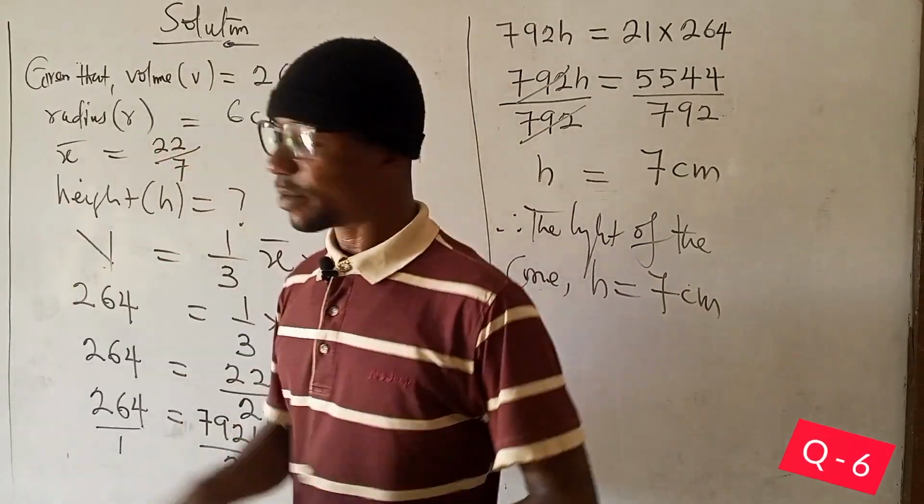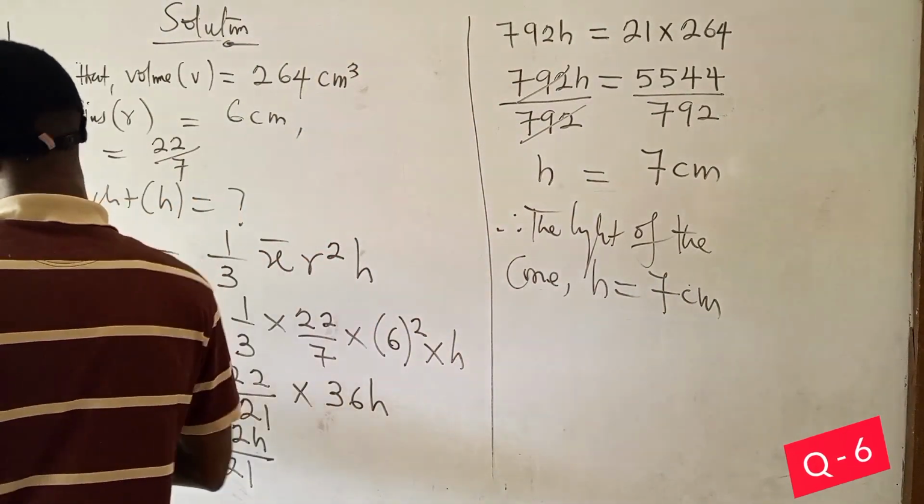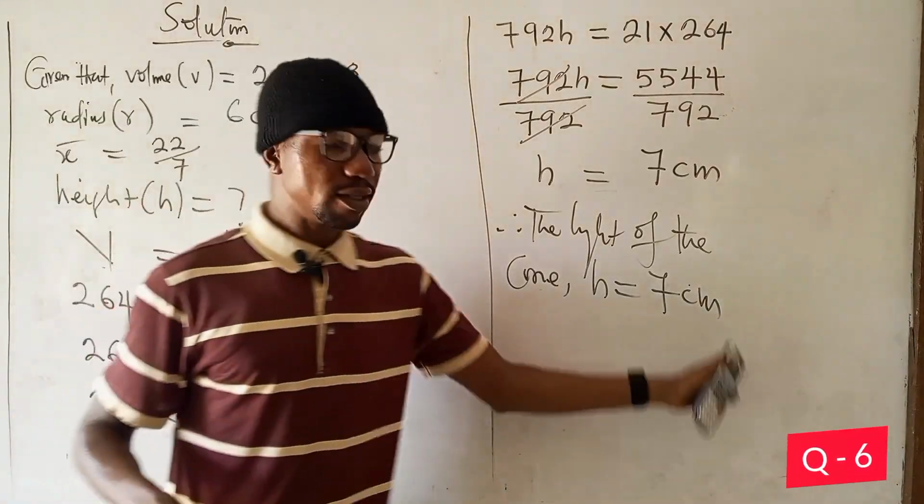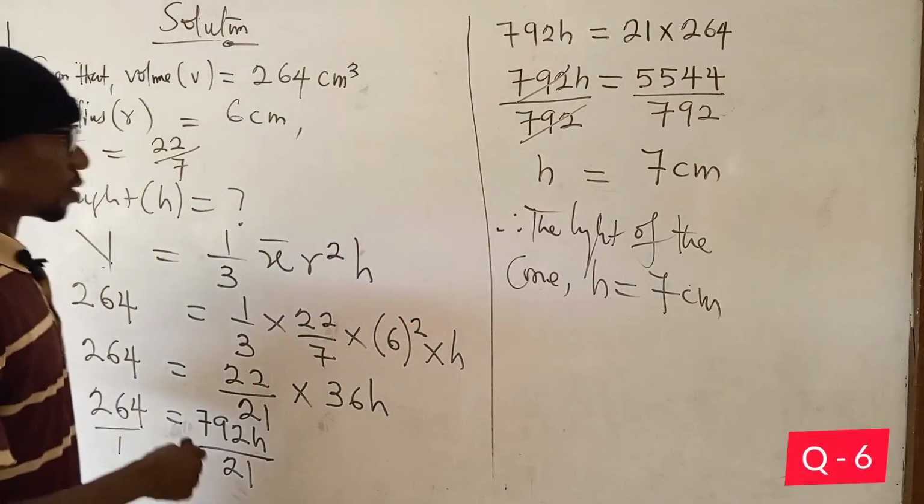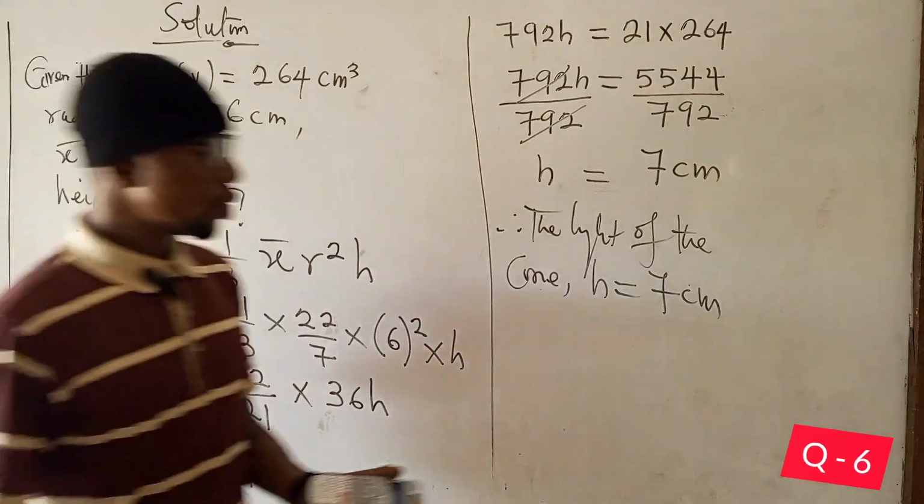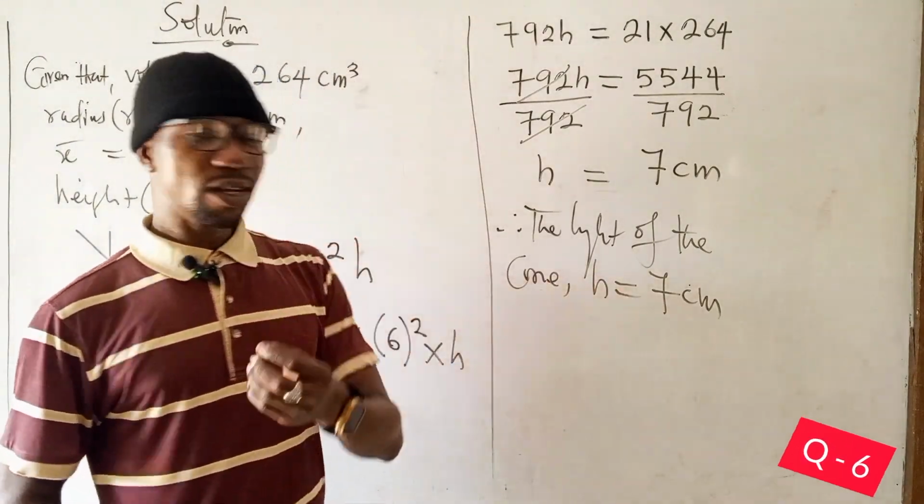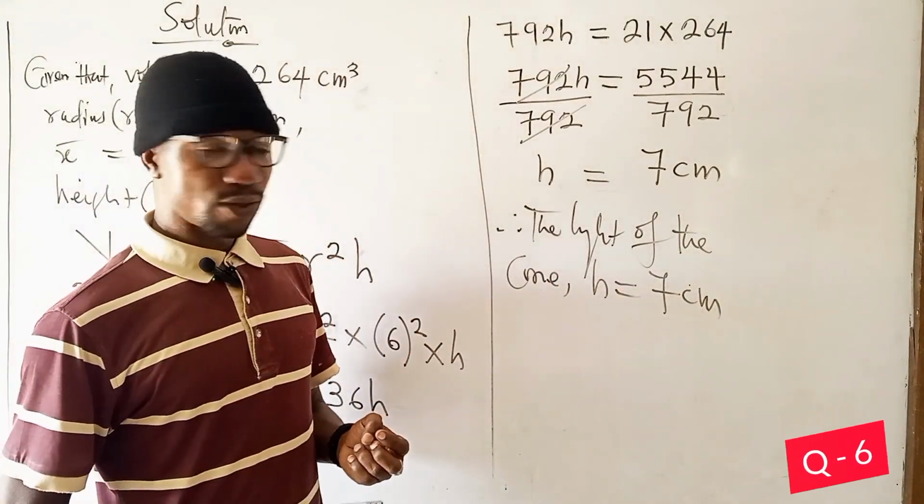So from the question, the height of the cone, which is what we were to find, is 7 centimeters. It may be A, B, C, or D, depending on the paper you have at your disposal.